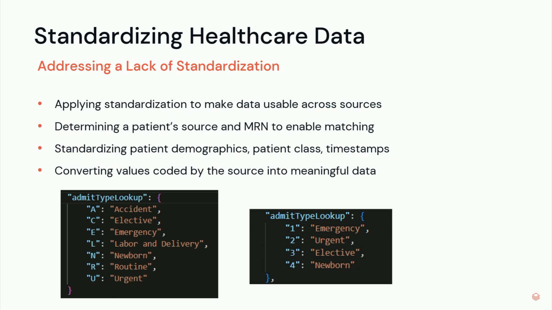So in this case, you can see we have two examples where one source is sending us admissions that are based on an alphabetical character, and the other one is sending admissions based on a numeric character. And we convert those into usable admission types downstream.